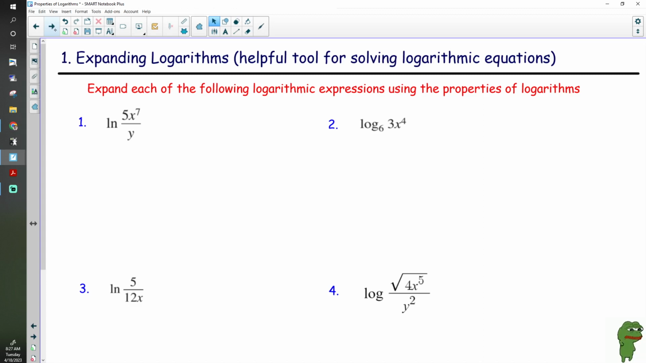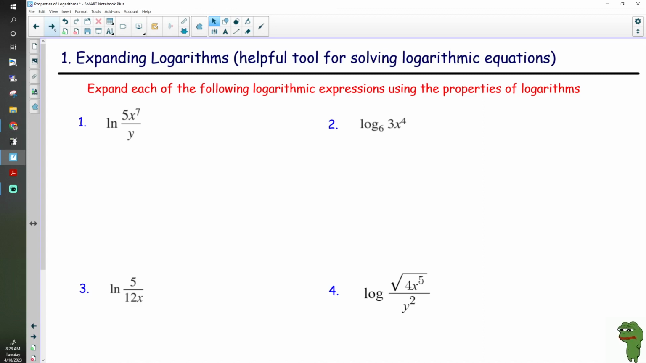Definitely quotient, there's 2 things divided. Definitely the power property because there's an exponent. There's actually all 3. But those 2, yes, for sure. There's also the product property because what 2 things are being multiplied together up top? 5 and x to the 7th. So we're going to use all 3. So this is a great one to start with.